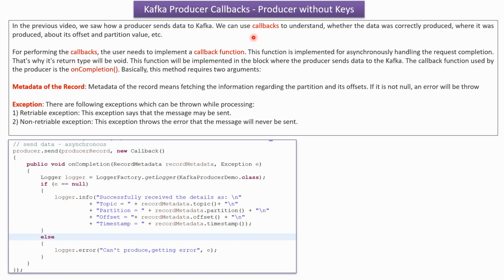In previous videos, we saw how producers send data to Kafka, and we can use callbacks to understand whether data was correctly produced, and in which topic, which partition, and in which offset the message has been stored. This information we can get using callbacks. For performing callbacks, we have to implement a callback function. Here you can see we are calling the send method of the producer object and passing a producer record and then the callback function. The callback function is onCompletion, which accepts record metadata and exception. And once the message is successfully posted to the topic, this method will be called automatically. And from the record metadata, we can get in which topic, which partition, and in which offset the message has been posted, and at what timestamp.